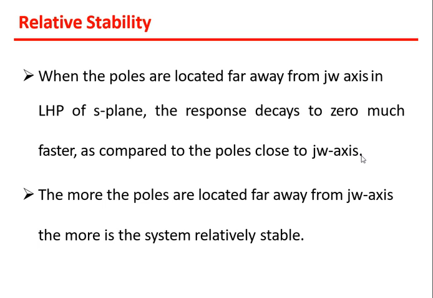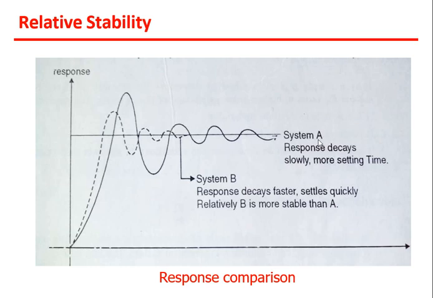So the conclusion of that discussion was, the more the poles are located far away from the j omega axis, the more the system is relatively stable. And for that we have to see the Routh stability criteria or test. Now for that we have considered one example, a response comparison, inside which we have taken two systems, system A and system B.